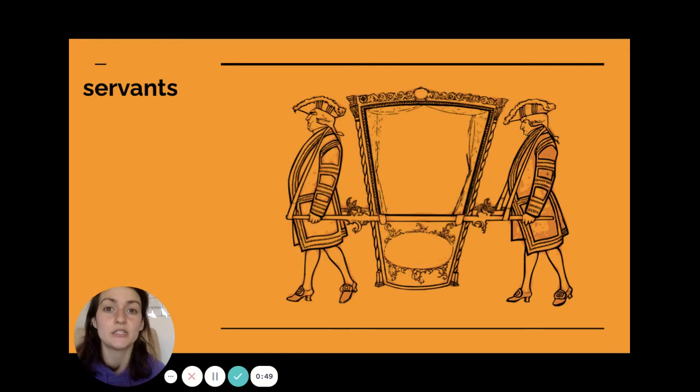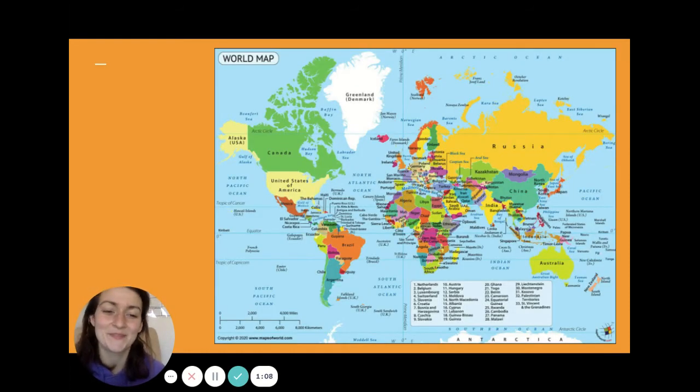And last but not least, we have servants. Servants are men or women who are hired and paid to take care of the king and queen, as well as their home and their land. So these two servants are actually carrying a queen right now in this box, so she doesn't have to walk. Imagine that. So we're going to be talking so much about kings and queens in this unit, but I am curious what you already know about kings and queens. So if you want to pause the video and tell whoever you're with what you already know about kings and queens, go right ahead.